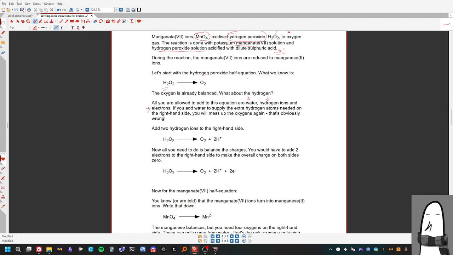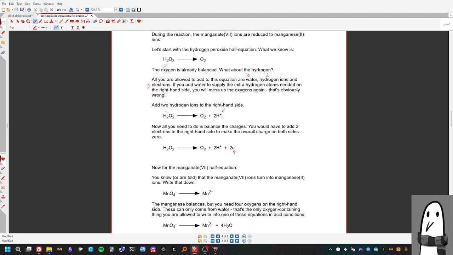If you add water to supply the extra hydrogen atoms on the right side, you'll mess up the oxygens again, which is obviously wrong. You can add in 2 H plus instead to the right side to balance the equation. Now all you need to do is balance the charges. So we know that there's going to be H plus over here, and there's no H plus over here. So we can add in e minus over here to balance it. Well, we have 2 H pluses, so that means we need 2 e minuses to balance it.